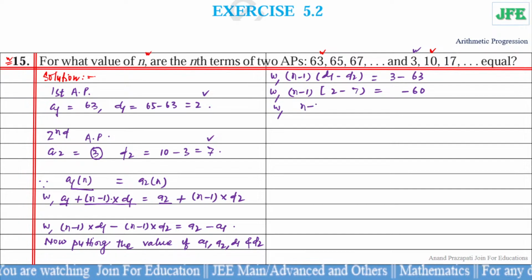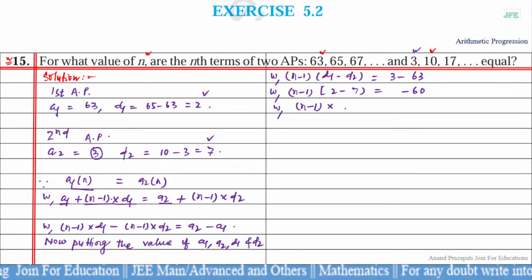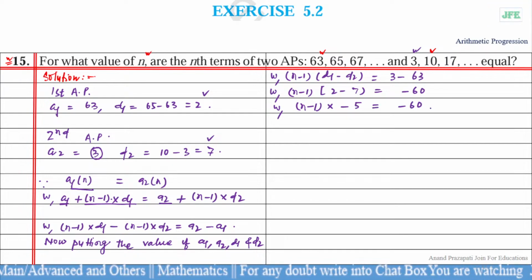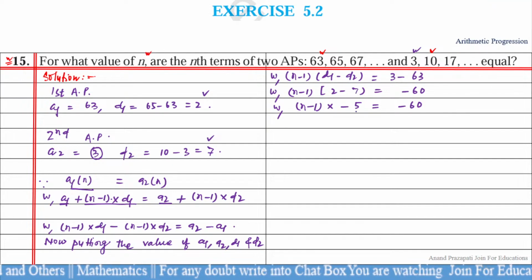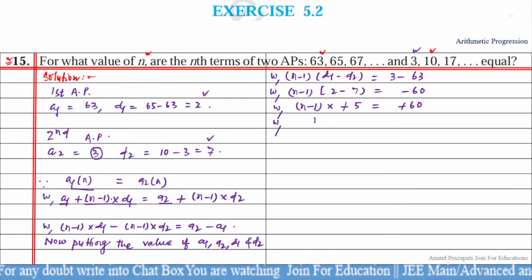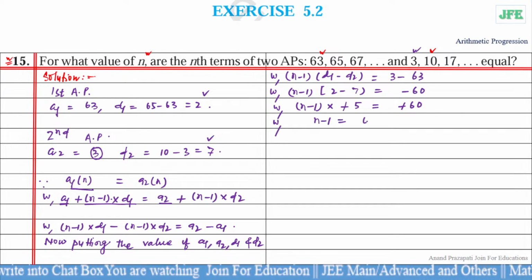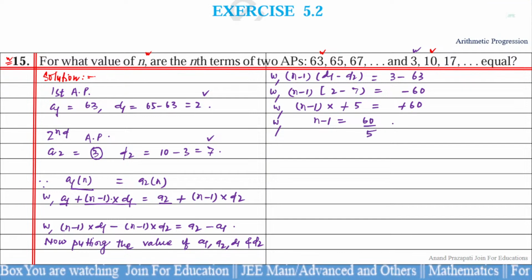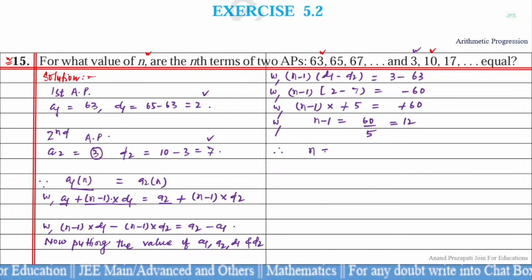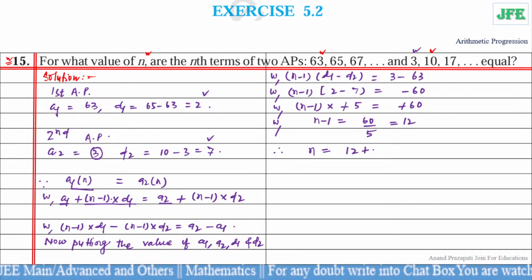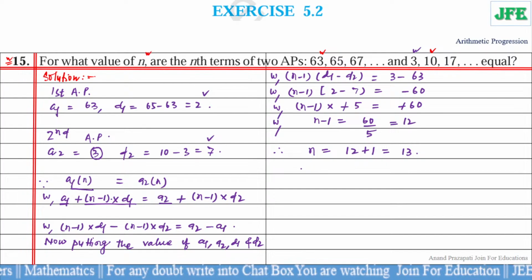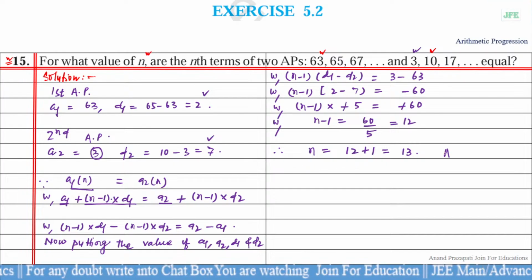Or (n minus 1) into minus 5 equals minus 60. Hope there is no problem to understand up to this step. We cancel out minus minus. Then in this step we get n minus 1 equals 60 by 5 equals 12. Therefore, n equals 12 plus 1 equals 13. So this will be the answer of this question.